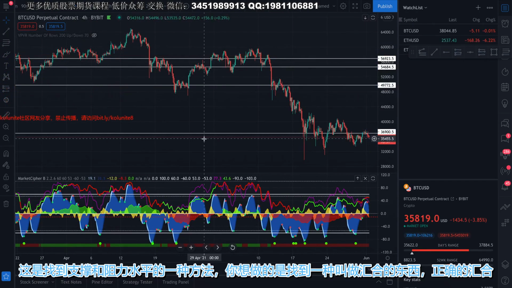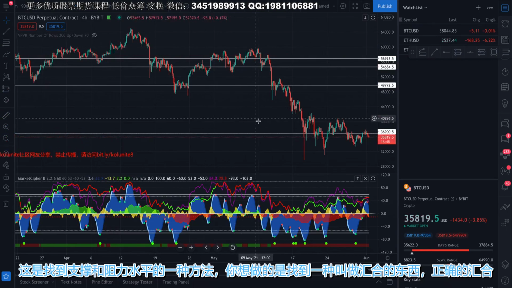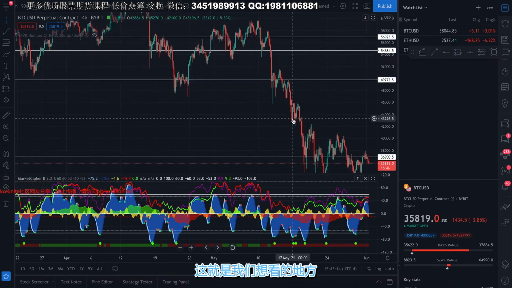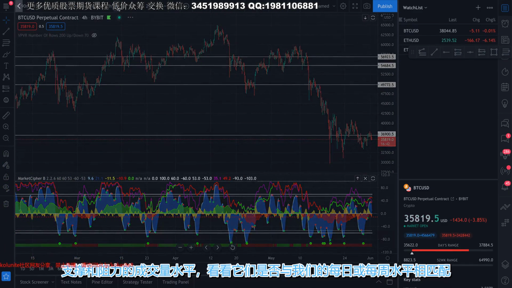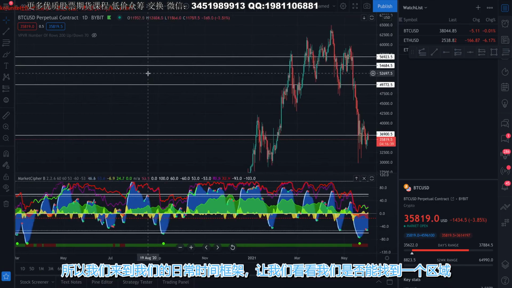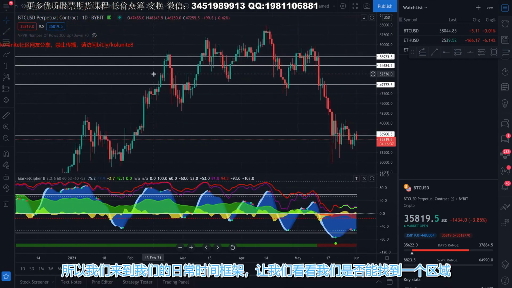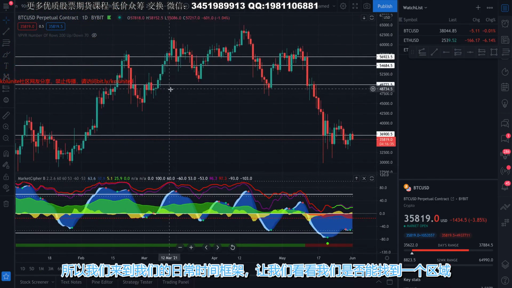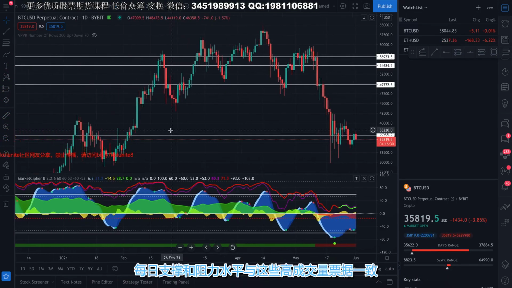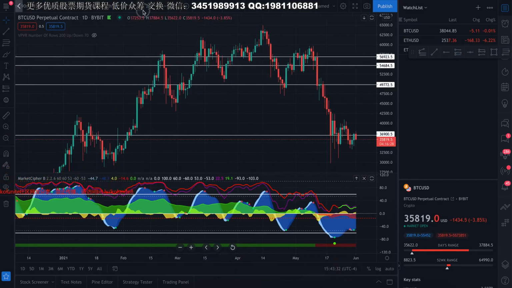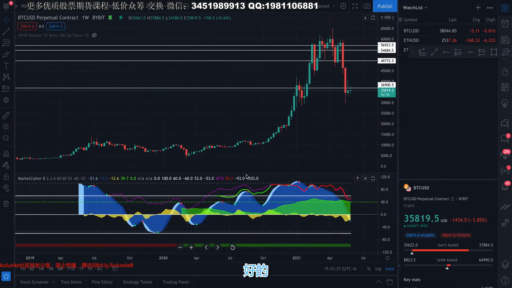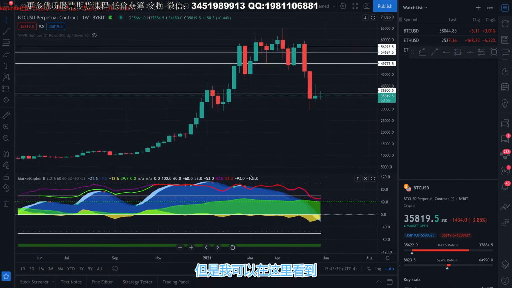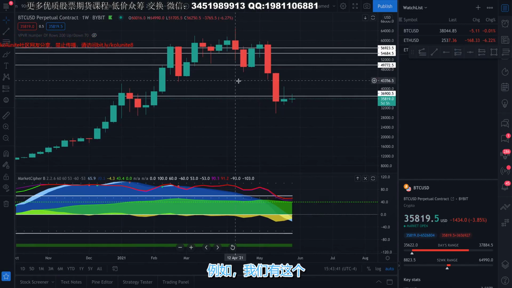And what you would want to do is find something called confluence, right? That's where we want to look at our volume levels of support and resistance and see if they match up with our daily or our weekly levels. So we come over to our daily time frame and let's see if we can find a daily level of support and resistance that lines up with these high volume nodes. It doesn't have to be exact, but it can be close. Okay.